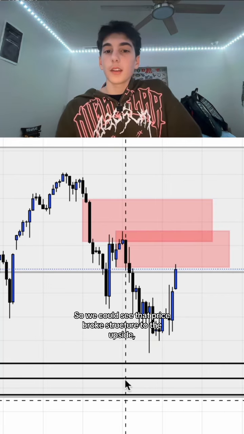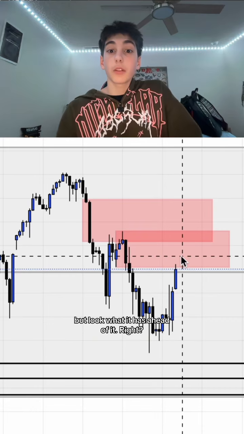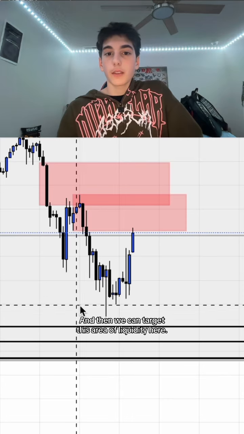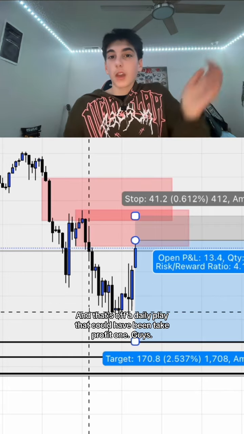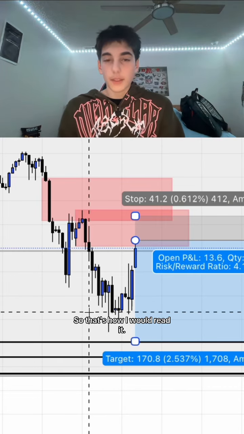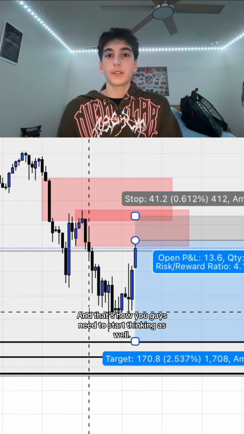So we could see that price broke structure to the upside, but look what it has ahead of it, right? And then we can target this area of liquidity here. And that's off a daily play. That could have been take profit 1, guys. So that's how I would read it, and that's how you guys need to start thinking as well.